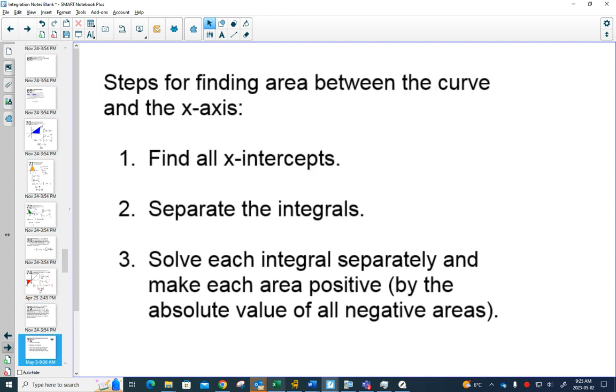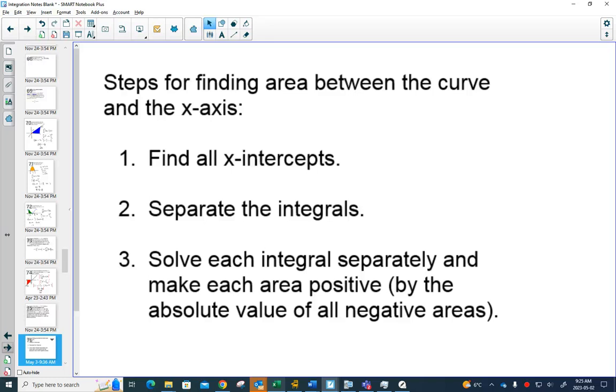So what are we going to do when there's part of it that's positive and part of it negative? We have to make sure we find all of our x-intercepts, because your x-intercepts are where your graph is going to change from being above the axis to below the axis, most likely. Okay? Separate your integrals, and then solve each one separately. Whichever ones are negative, you'll do the absolute value.